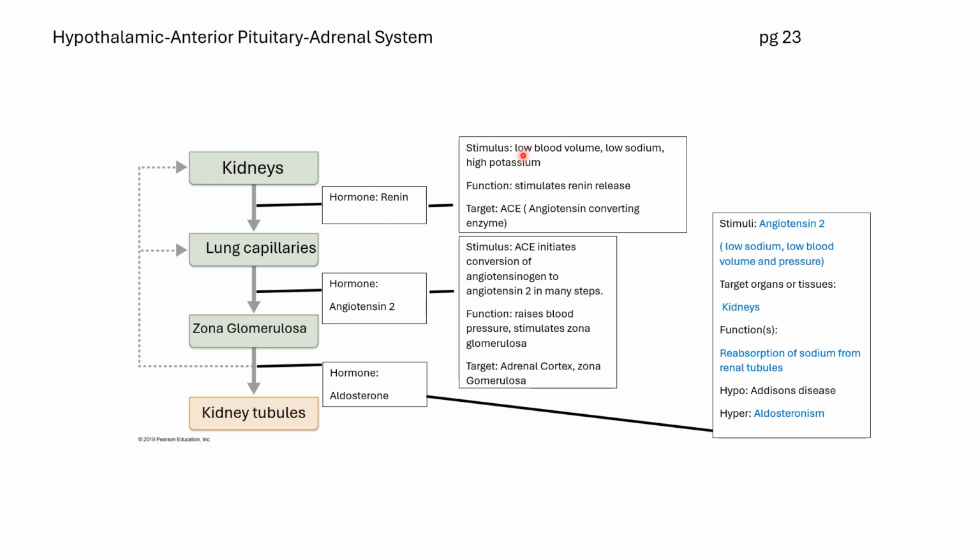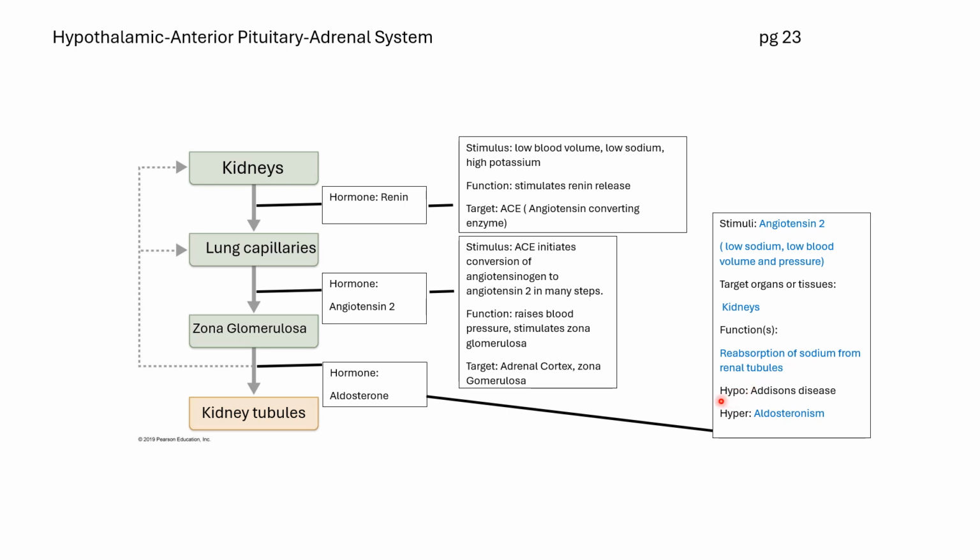What is the stimulus? The stimulus is low blood volume, low sodium, high potassium. Under normal conditions, under the influence of this, the renin-angiotensin-aldosterone system becomes activated, and we get aldosterone. That aldosterone causes reabsorption of sodium from the renal tubules. And when sodium is reabsorbed, water follows the sodium. As a result, our body corrects the blood volume and the blood pressure.